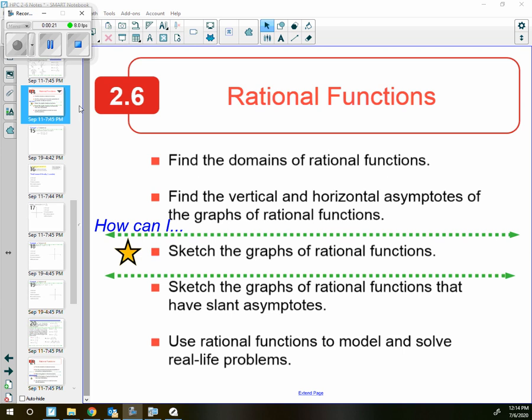We know we have graphing technology, like our calculators or something like Desmos, but what if I wanted to make a sketch myself? What are the important features of a graph? We're going to go back to our chapter 1 conversations about the important parts of a graph to be able to do that. So that's the essential question we're going to answer today: how can I sketch the graphs of rational functions?